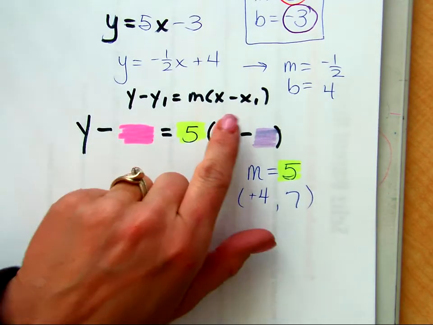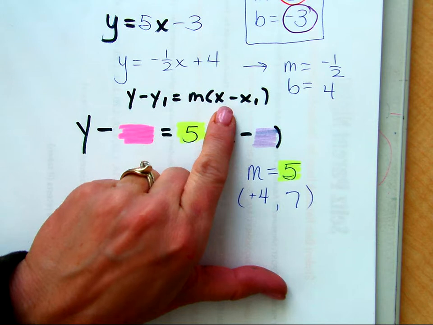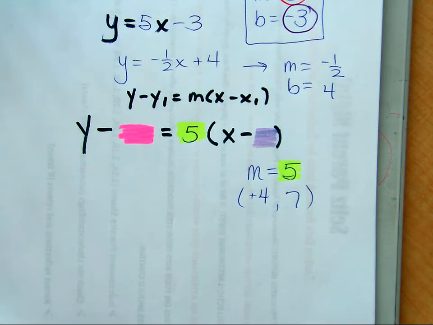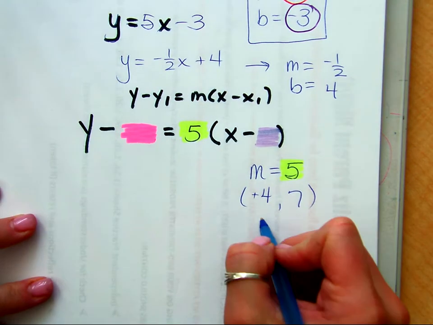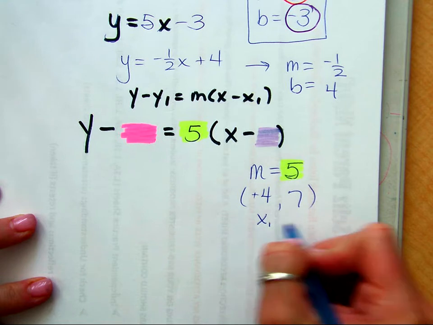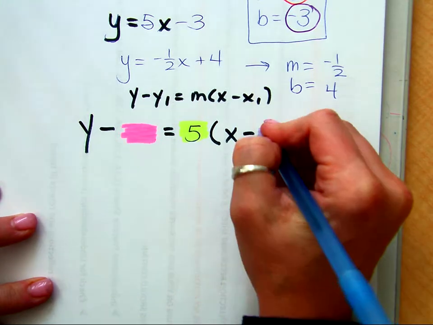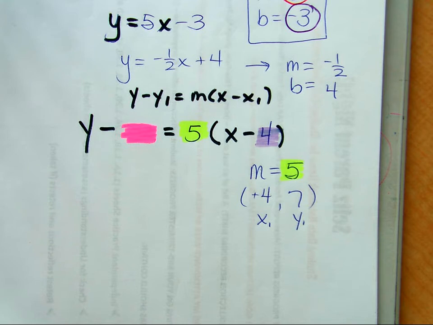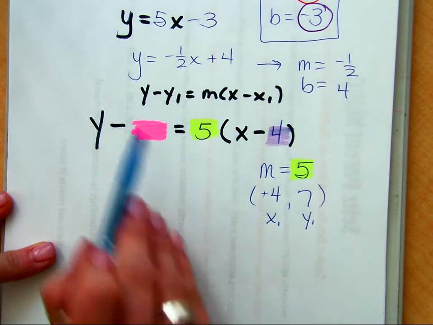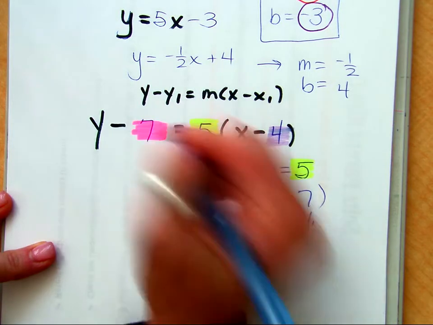So she said, well, the X value needs to go with the other X. So yeah, that's absolutely right. Which means if this is the X from point 1 and this is the Y, then the 4 needs to go there. And if this is the Y value, then it needs to go with the Y value, and the 7 goes right there.